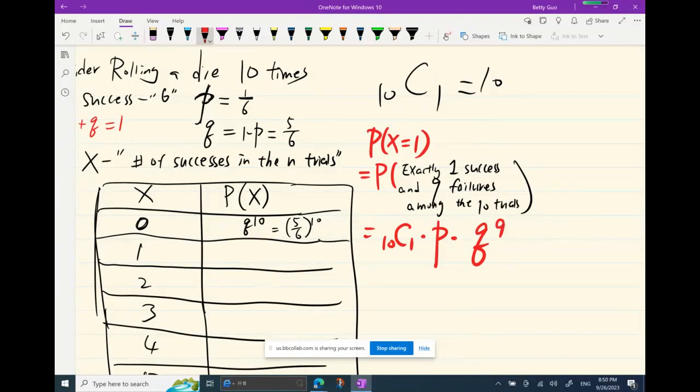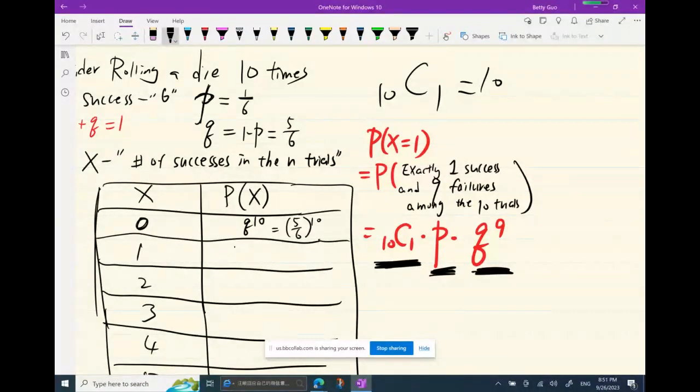Try to digest that. Does that make any sense? Try to use the multiplication counting rule. I know it's not exact, but that's the theory in the back supporting this formula. So we firstly pick a trial among the 10 trials, let that trial be the success, and all other 9 trials be failures. So the probability of x equals 1, exactly 1 success and 9 failures among the 10 trials, is C10-1 times P times Q to the power 9.